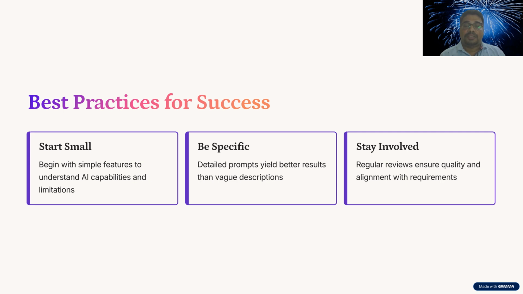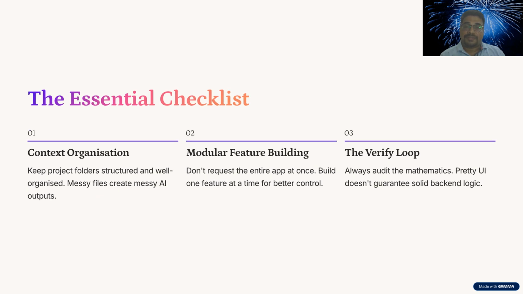Now, what is the three-step checklist? To get this right, you need three things. One is context, that is, keep your project folders organized. If your files are a mess, the AI vibe will also be a mess. That's normal, right? Two is modular steps. Don't ask for the whole app at once. Build it one feature at a time. That means a step-by-step or phased approach is the best option. Three is the verify loop: always check the math. Just because the UI looks pretty doesn't mean the backend is solid. You still have to audit the logic.